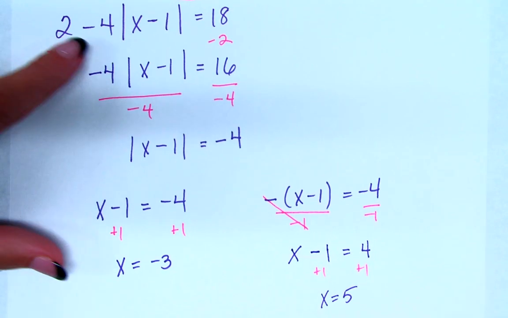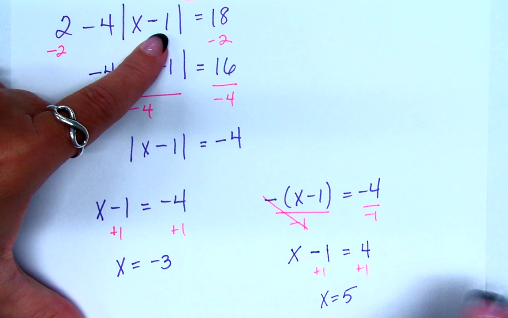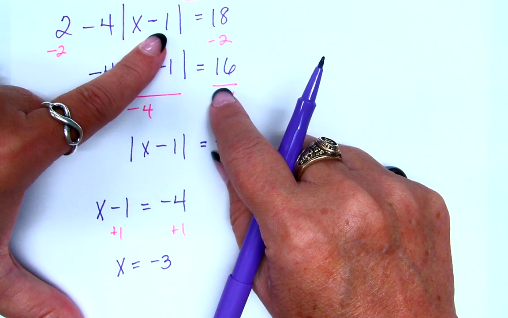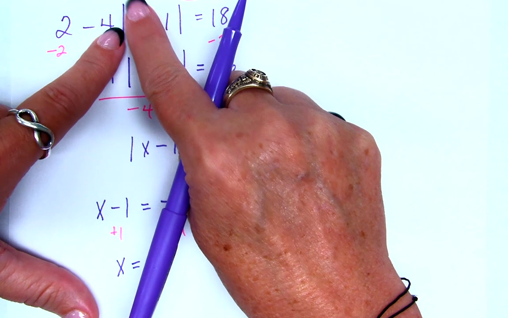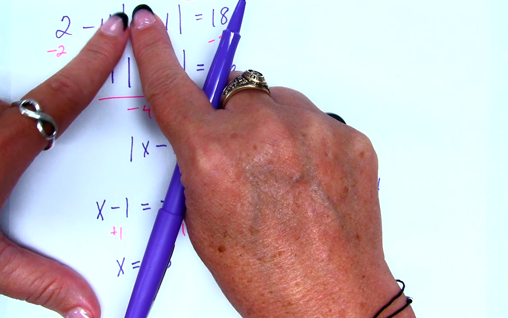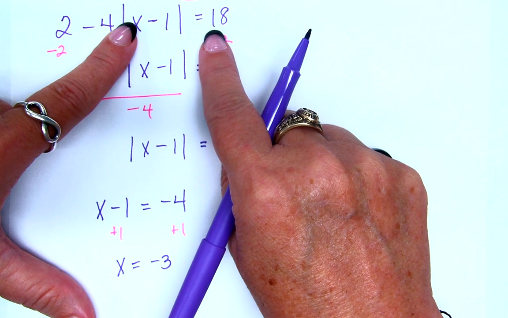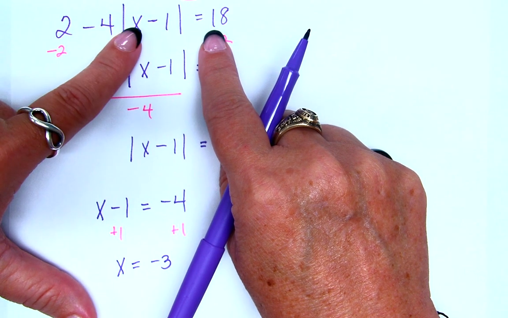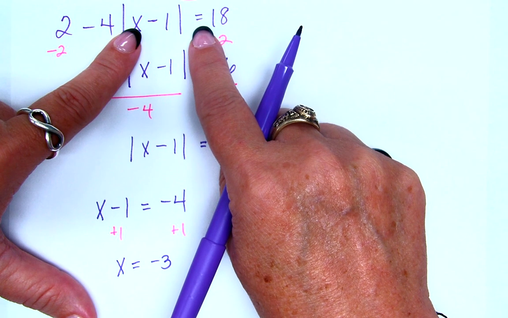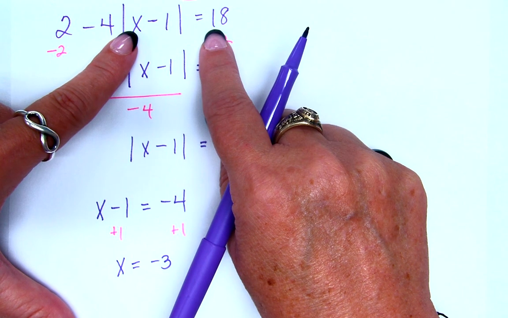Plug it in. All right, -3 minus 1. -4. Absolute value of -4? 4. 4 times 4? 16. 2 minus 16. 14. So it's -14. Does that equal 18?